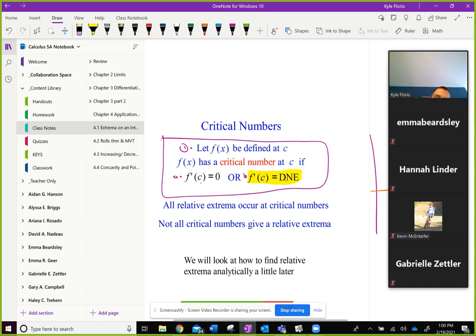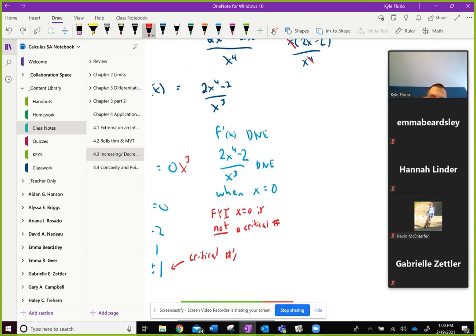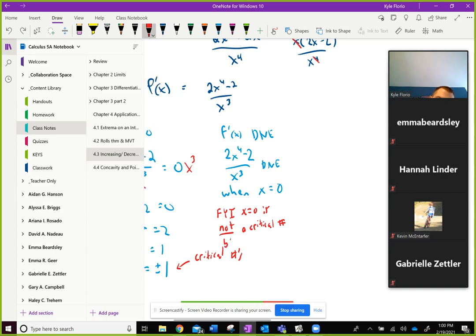The reason why it's not a critical number is because of this right here. The function needs to exist at that point. Go back to this original function. 0 doesn't exist in my original function, right? You can't plug 0 into f of x because you'd be dividing by 0. So x is not a critical number because the original function f of 0 does not exist.